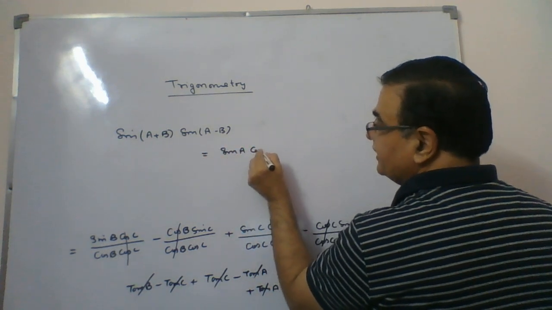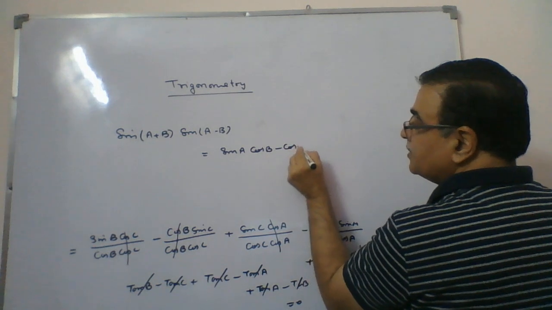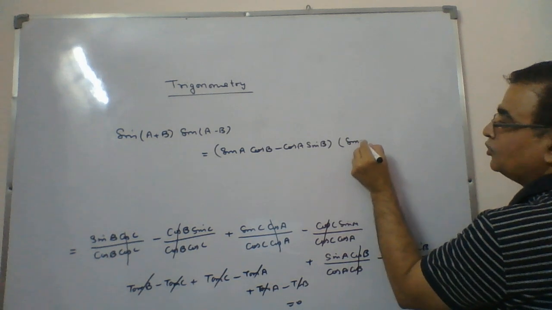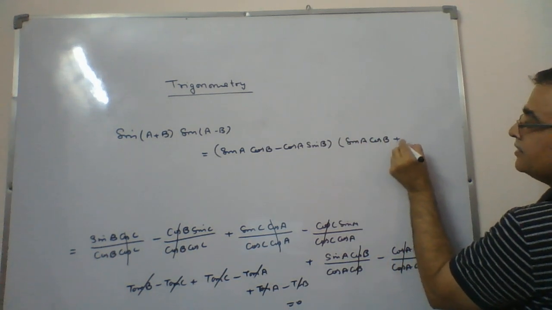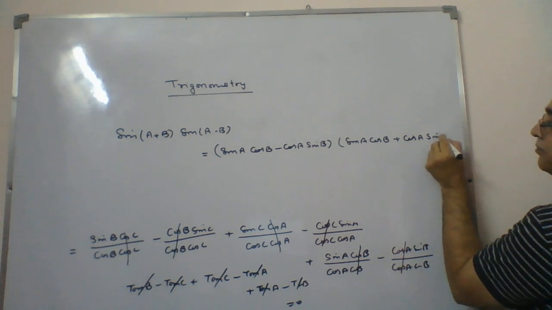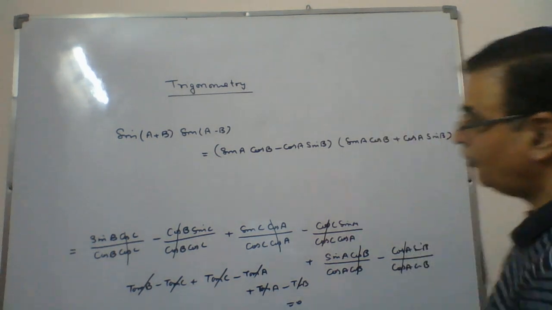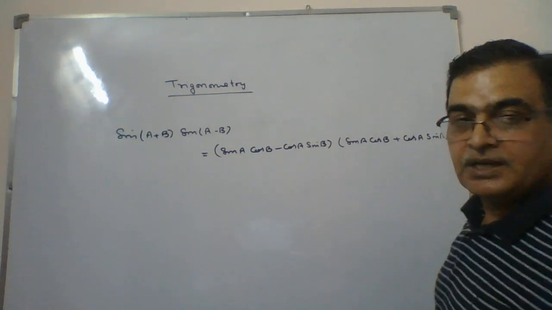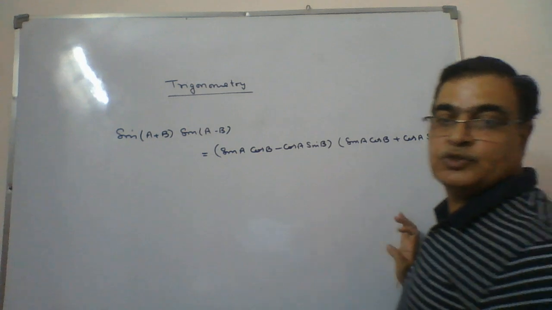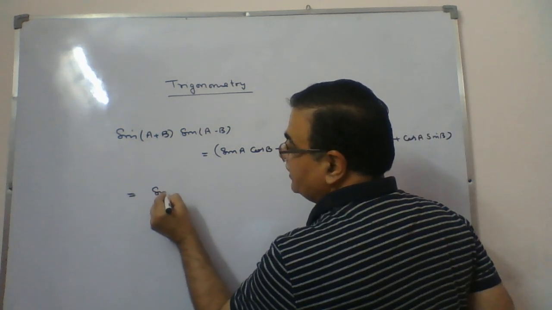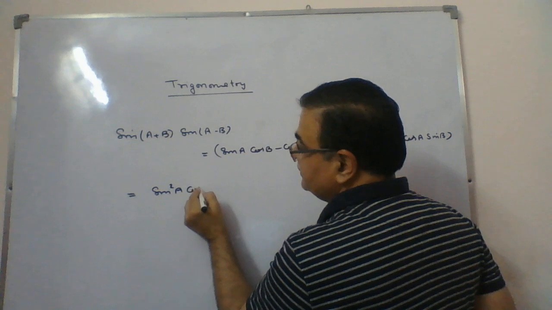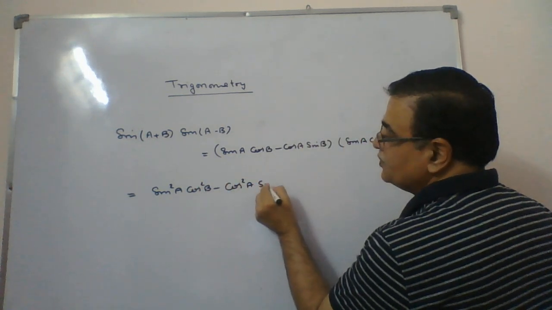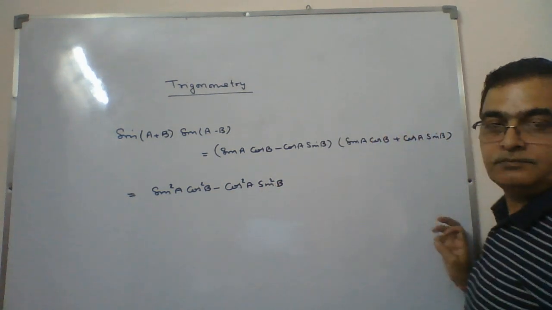I write this as (sin a cos b minus cos a sin b), and here it comes out to be (sin a cos b plus cos a sin b). Simply, we are taking the sin(a minus b) formula and the sin(a plus b) formula. Now it is a minus b and a plus b, so there is a formula directly. What that will come out to be: sin square a cos square b minus cos square a into sin square b.